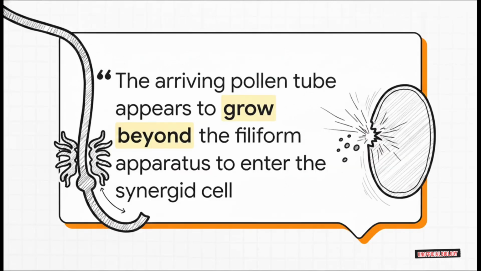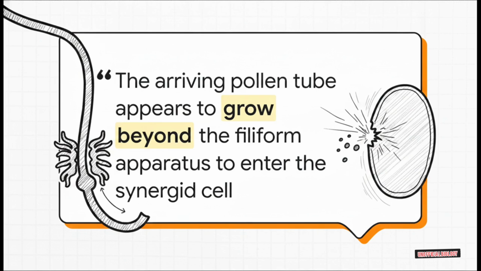Check out this quote from recent research. The arriving pollen tube appears to grow beyond the filiform apparatus to enter the synergid cell at a more distant site where the tube bursts. So what does this all mean? Basically, fertilization is a 2-step dance here. First, recognition at the filiform apparatus, and then a physical bypass to a weaker point on the synergid cell wall for the actual entry and rupture.